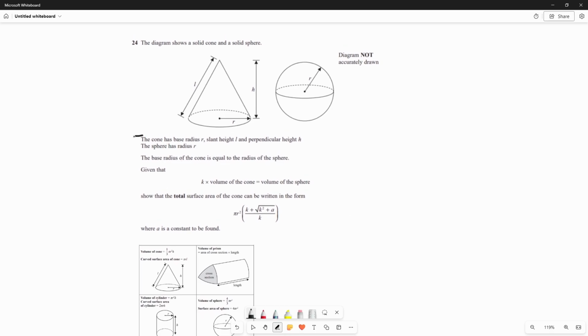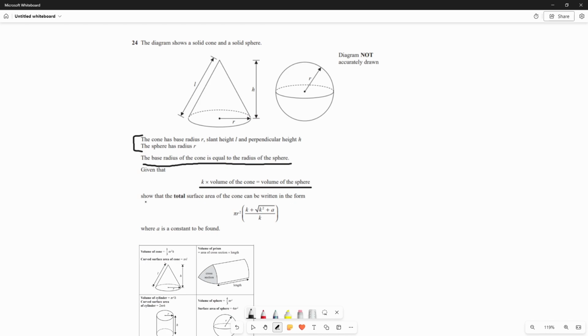So over here it gives us some key details about the cone and the sphere. It tells us that the base radius of the cone is equal to the radius of the sphere, so this and this are equal. It also gives us an identity: the volume of the cone times k, a constant, is the same as the volume of the sphere.